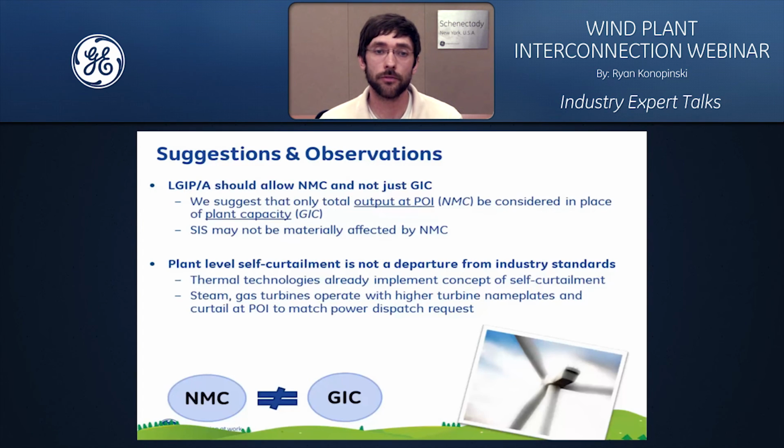Also, the self-curtailing mechanism is nothing new to the power system industry. Thermal plants have been doing this for a long time. Steam and gas turbines definitely operate with higher nameplate ratings than they would be allowed to inject at a particular location, essentially just curtailing their output based on a power dispatch request by the operations folks. And with this, I have basically just tried to convey the concept of net maximum capacity planning in regards to wind plant interconnections. That covers the presentation. Thank you.